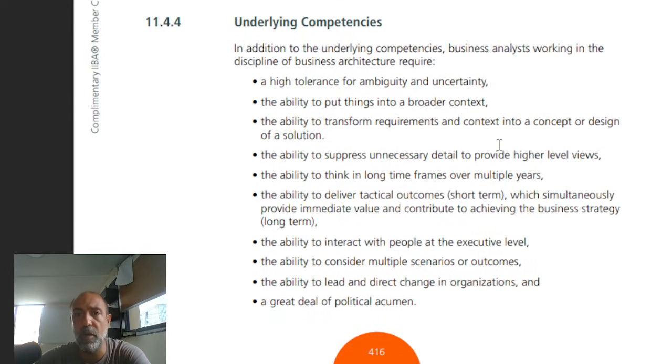Underlying competencies. In addition to the underlying competencies, business analysts working in the discipline of business architecture require a high tolerance of ambiguity and uncertainty, because we don't know what's going on. We're trying to figure it out.